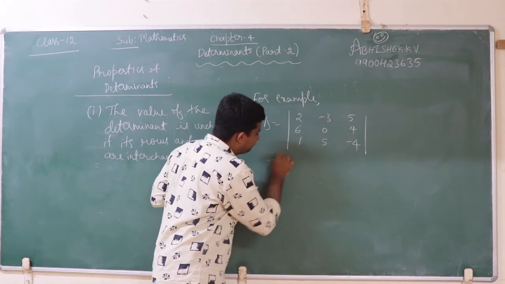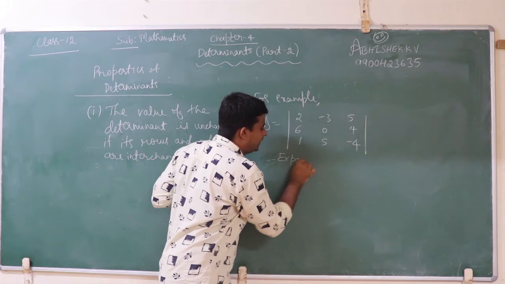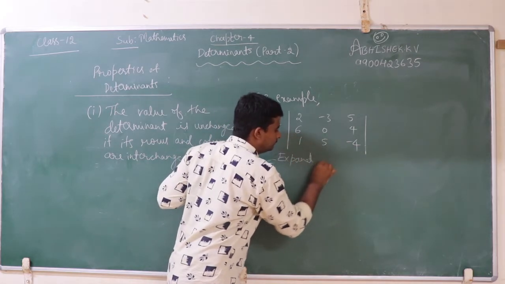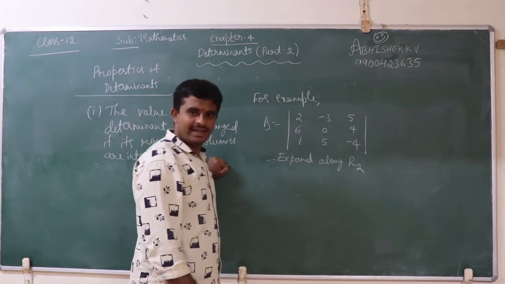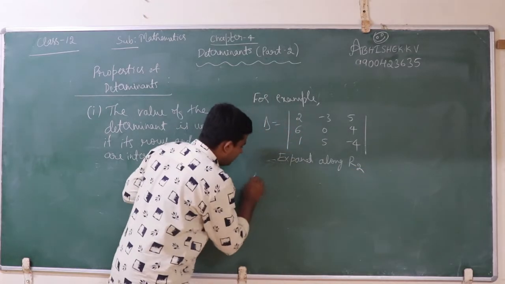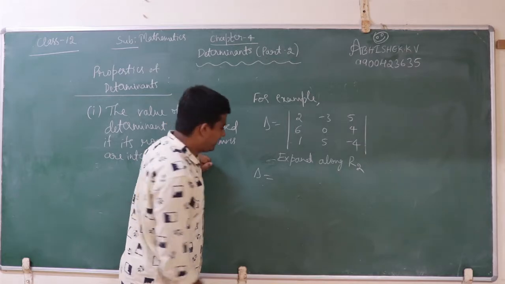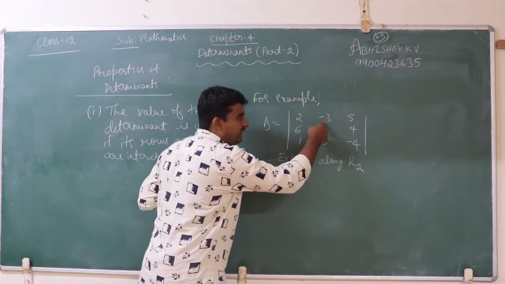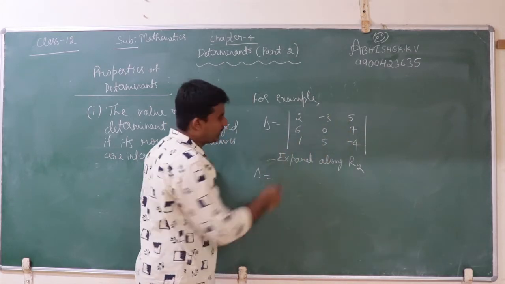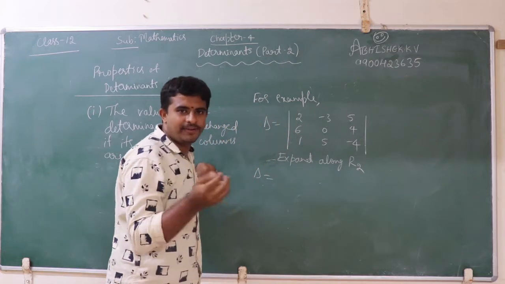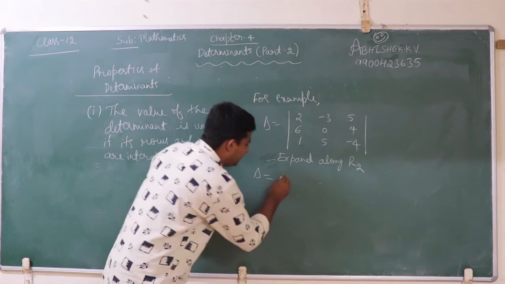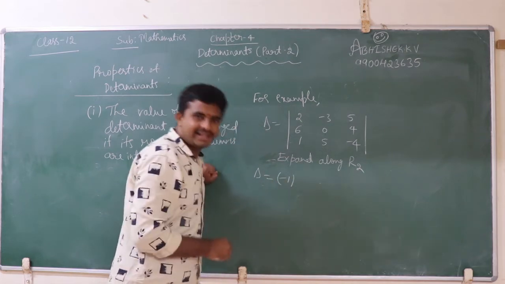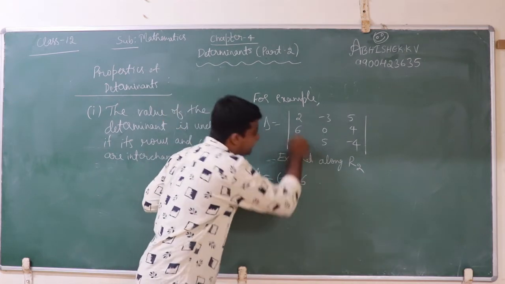See, expand along R2. Expand along R2. Then the value of the determinant is given by A11, A12, A13, A21: the suffix is 2 plus 1, which is 3, odd, so we need to multiply by minus 1 into 6.